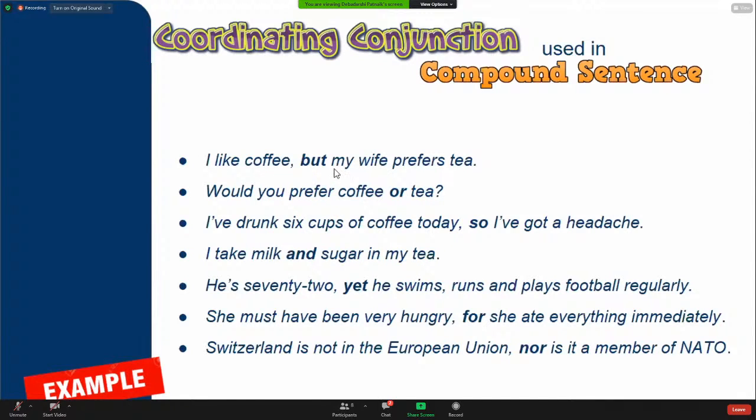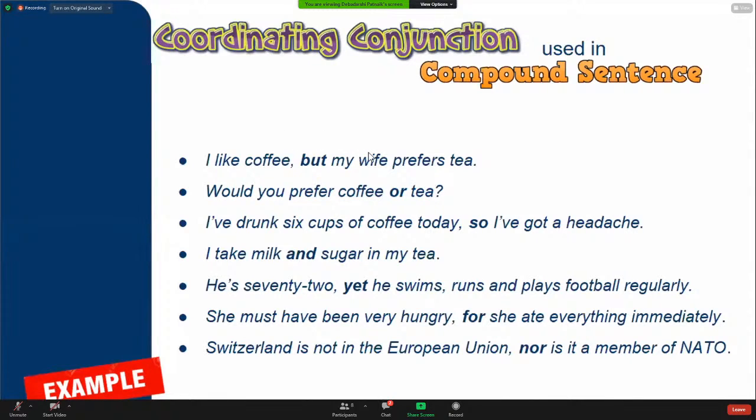Similarly, if I write, my wife prefers tea, is it also a separate thing? Yes, it is not completely dependent on any other sentence. My wife prefers tea is separate. The thing is that I like coffee and my wife prefers tea. These are two independent things. They are not related to each other.